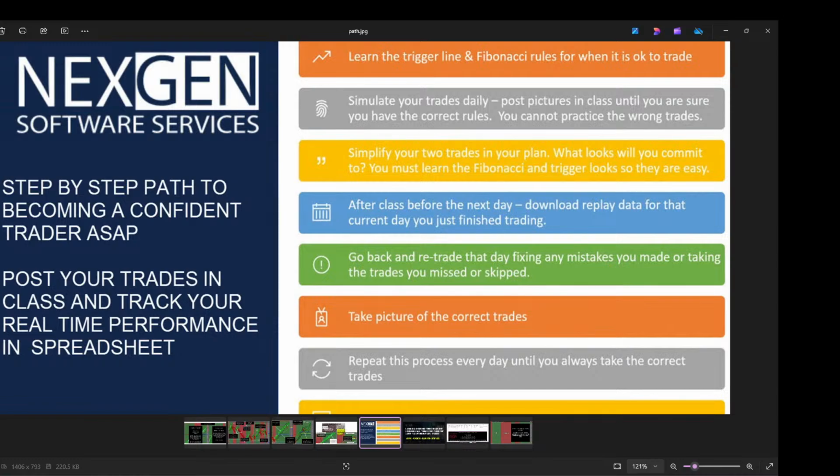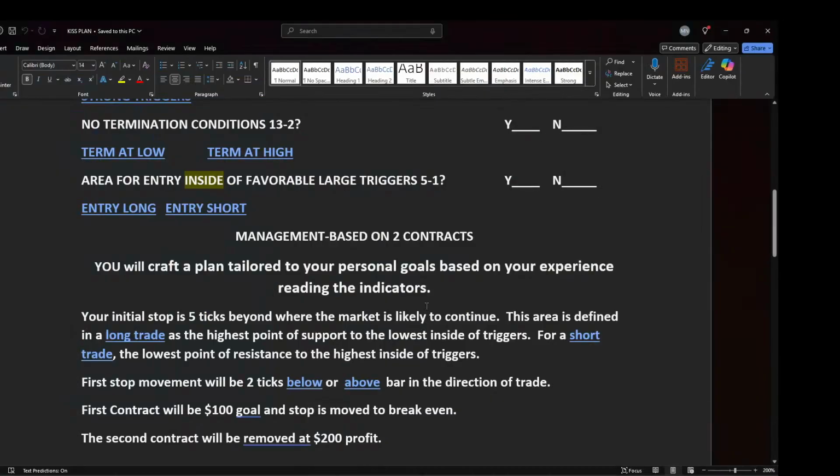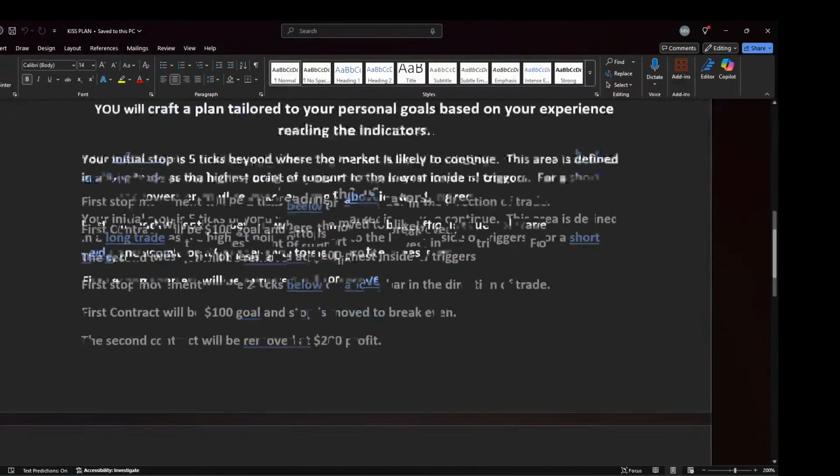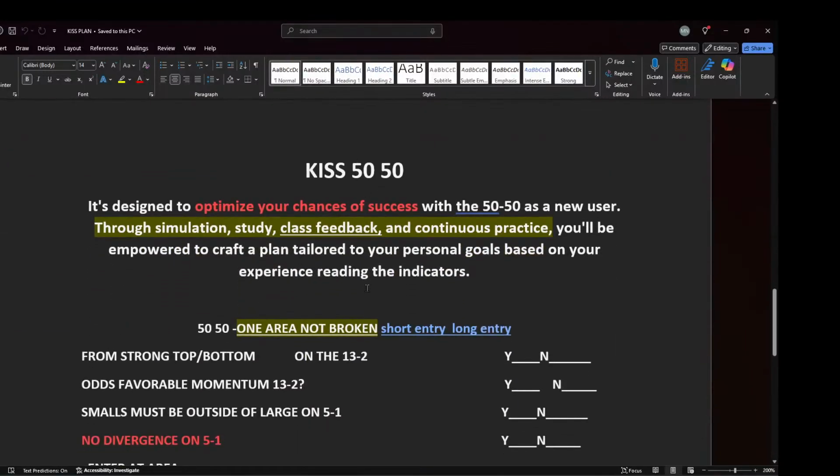It has the exit conditions for 4 different trades, but we're going to keep you focused on one trade till you're good at it. It has my PowerPoint with every picture that I use. It has the high probability trend trade checklist with the cheat pictures as well as the one you can print out and put on your desktop. It has the KISS plan, and the KISS plan gets you focused on the high probability trend trade, and then it gives you rules for that 50-50 trade, guys.